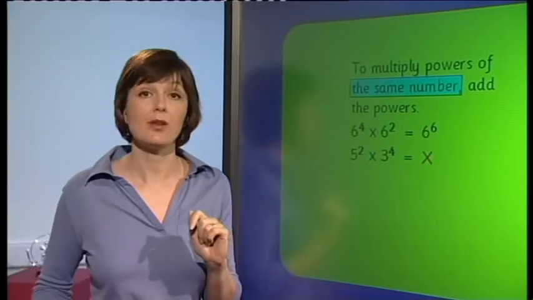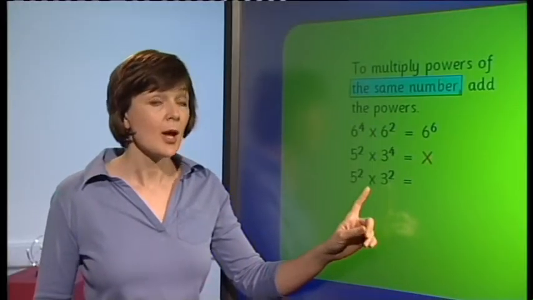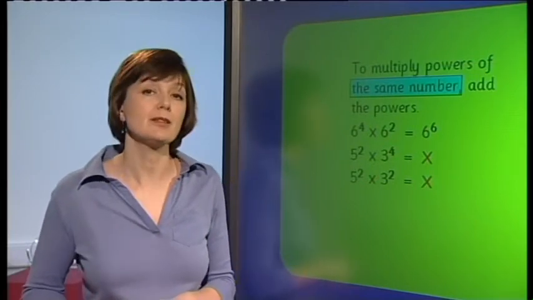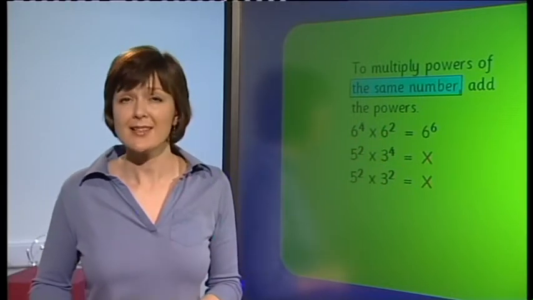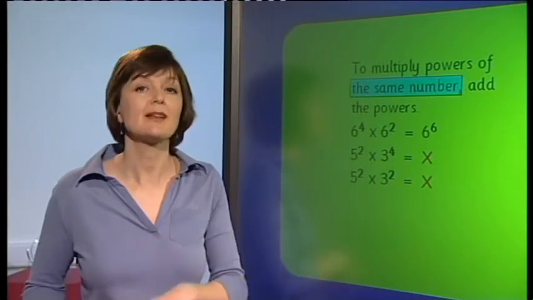And neither is this rule any good for 5 to the power 2 times 3 to the power 2. Even though these powers are the same, they're both 2, the rule only works when you're working with powers of the same number, and these are different. Once again, you could work this out, but you can't use this rule to do it. So our rule gives you a quick way of multiplying powers of the same number. Well, how does that help me convince you that 7 to the power 1 is just 7? Well, we've got a little way to go yet.